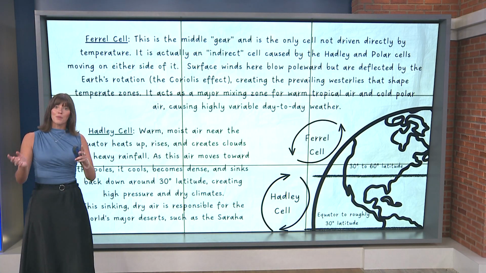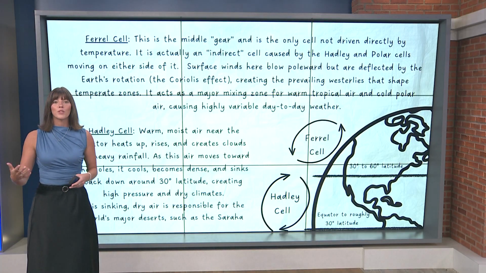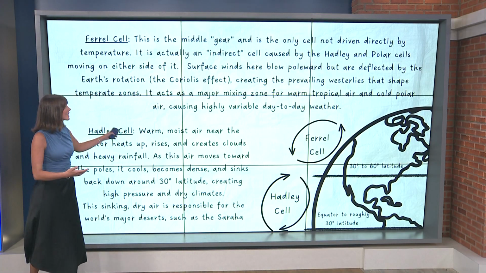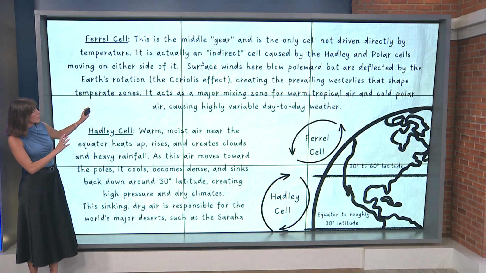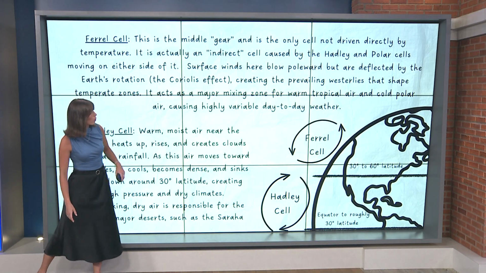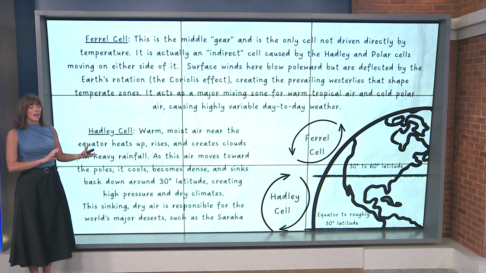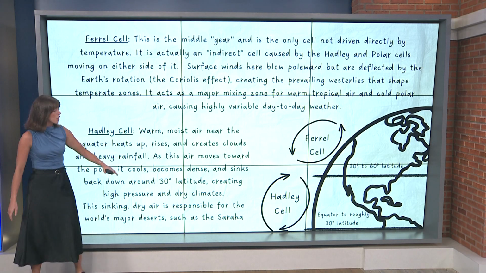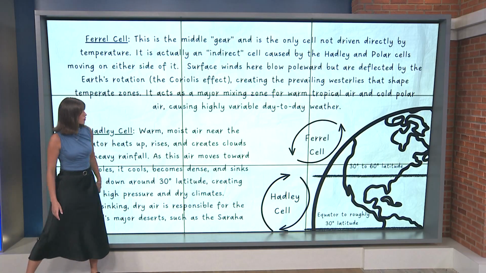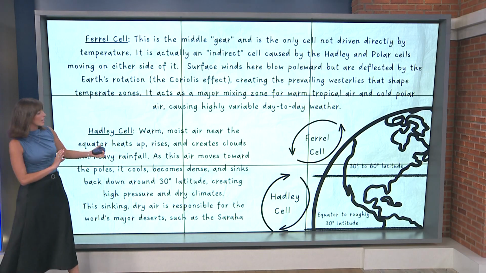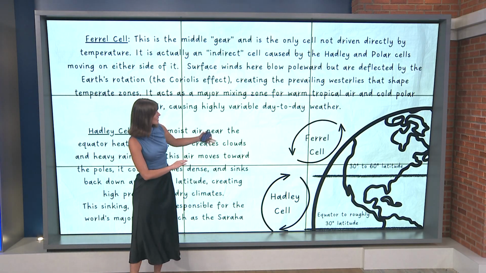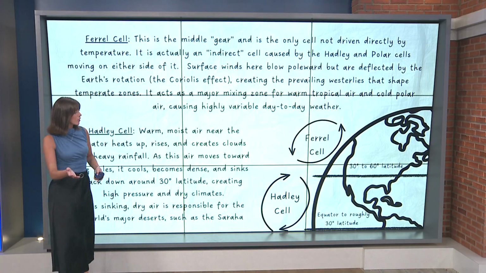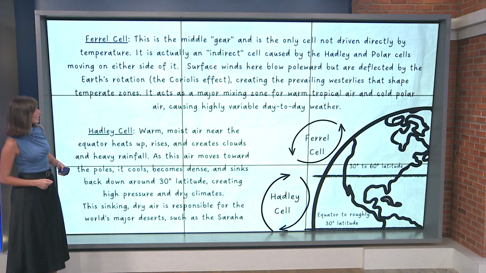Then we flip over to the Ferrel cell, and that's what causes most of our weather patterns in the United States, and that's kind of this middle gear between the Hadley cell and our polar cell. So this is indirect. It's not actually caused by the differences in temperatures from the equator to 30 degrees latitude, but it's caused by being in between the Hadley cell and the polar cell. That's about 30 degrees to 60 degrees in latitude.